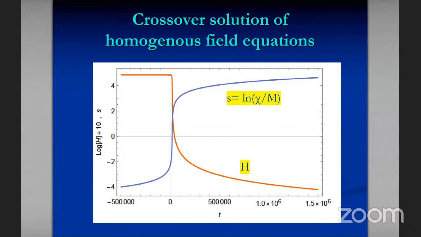It has two main stages. One is an early stage where the scalar field goes to zero. The blue curve is the log of chi. For time going to minus infinity, chi is going to zero. That is the early cosmology. During the early cosmology, the Hubble constant is really a constant. And then there's a late cosmology where chi increases to large values, much larger than the Planck mass. In this region, the Hubble parameter decreases towards zero.